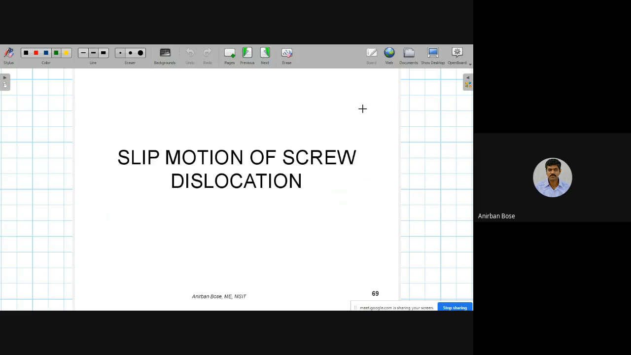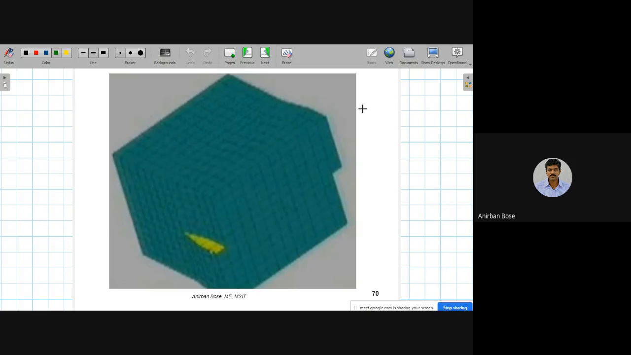Next, try to visualize the slip motion of screw dislocation. We have seen the slip motion of the edge dislocation. Now we'll see the slip motion of the screw dislocation. So here you can see the crystal, and this is the line. Just try to visualize which is the dislocation line. This is H and this is G, around which basically the shear strain energy is associated.